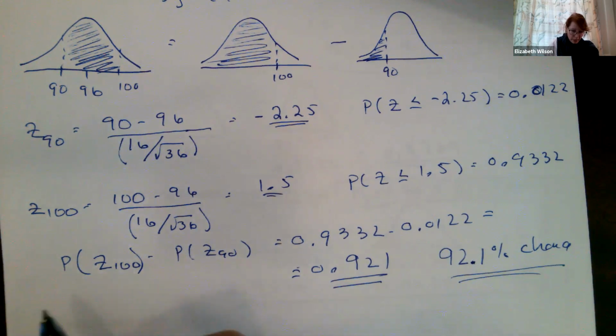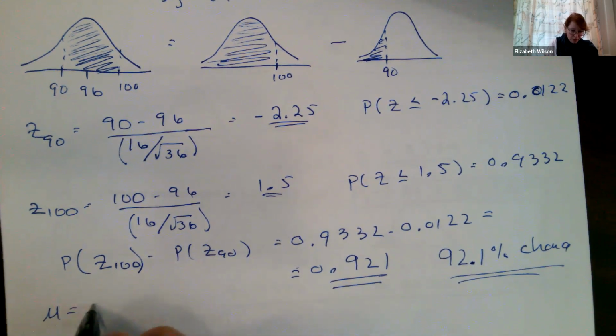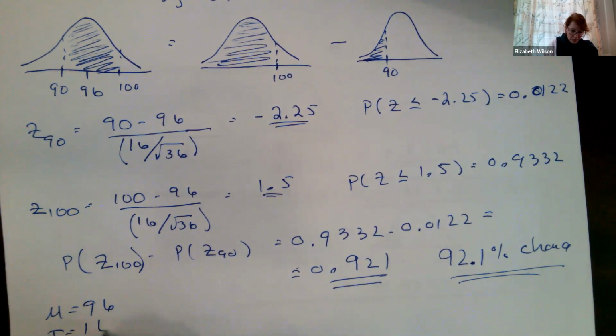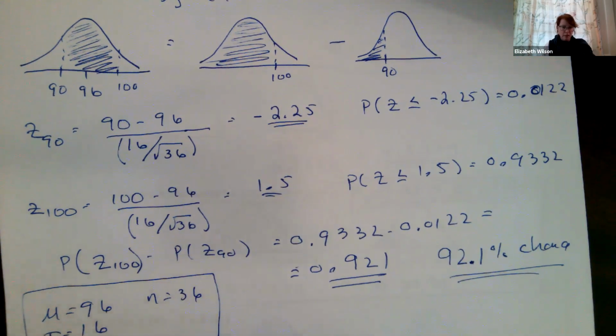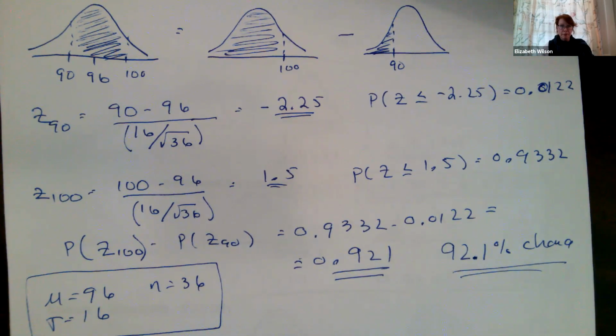Now let me just write down our little data set here. I didn't write this down before. So the mean was 96. Standard deviation was 16, and our n is equal to 36. So these are the values that we were given in the problem itself.